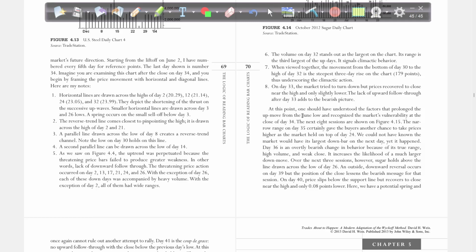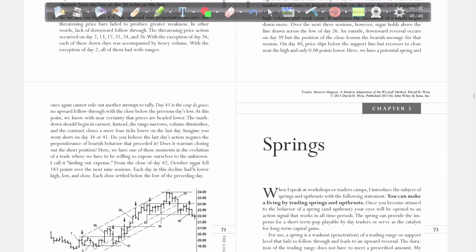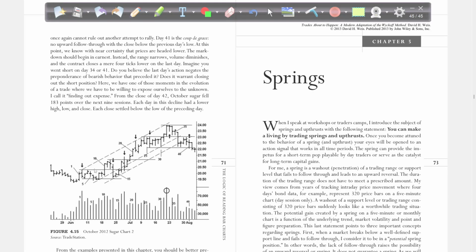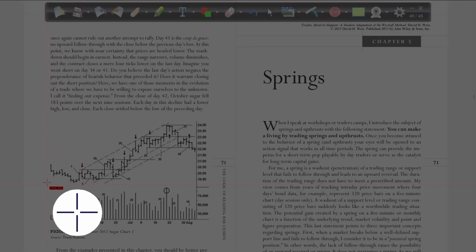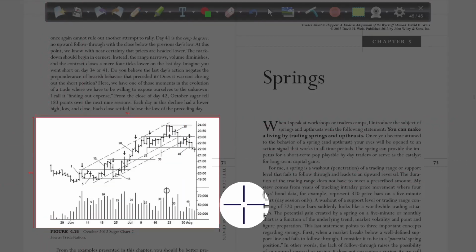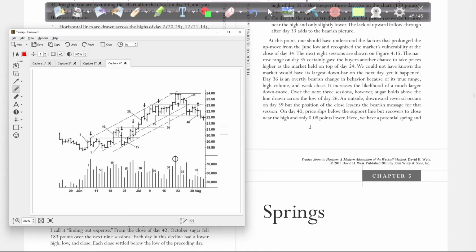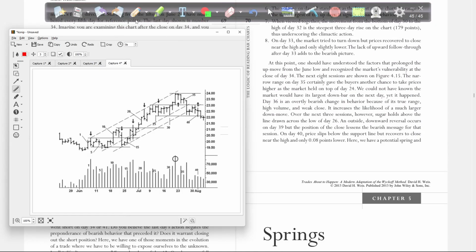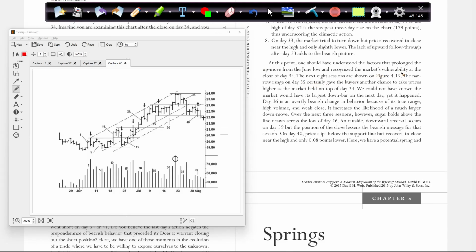The next 8 sessions are shown on figure 4.15. Let's grab this quick picture. The narrow range on day 35 certainly gave the buyers another chance to take prices higher as the market held on top of day 24.